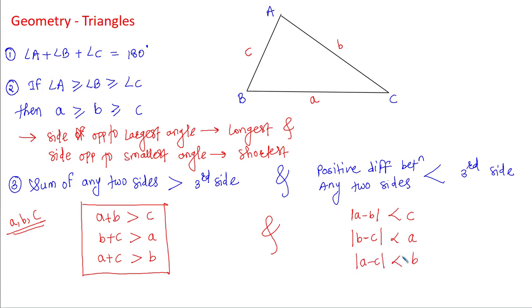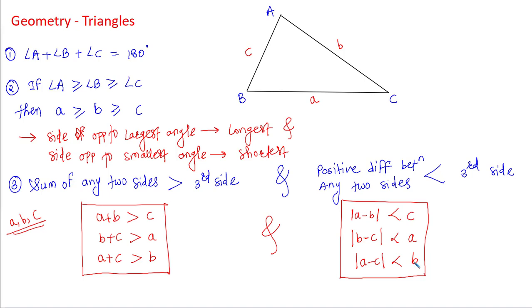The positive difference between any two sides is always less than the third side. If any one of the inequalities fails, then we will not be able to draw that triangle.